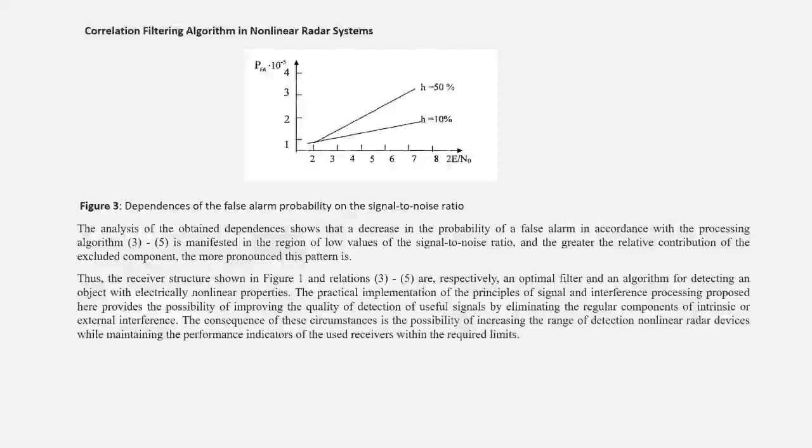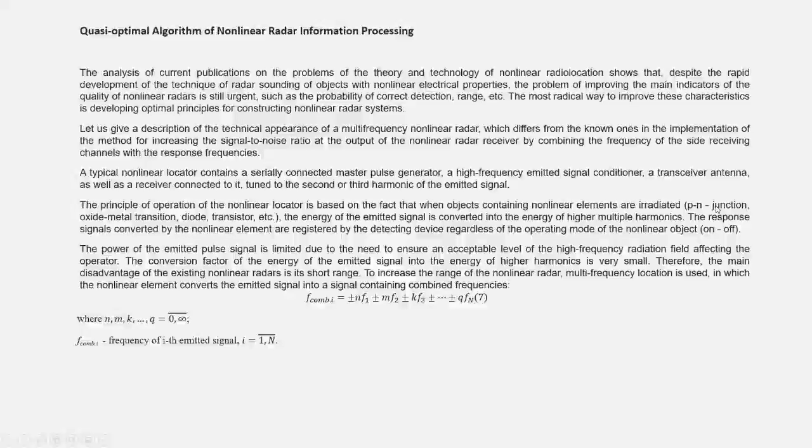The practical implementation of the proposed principle of signal and interference processing provides the possibility of improving the quality of detection of useful signals while eliminating the regular components of intrinsic and external interference. The consequence is the possibility of increasing the detection range of nonlinear radar devices while maintaining the performance indicators of the receiver within the required limits. The second algorithm is a quasi-optimal algorithm for nonlinear radar information processing.